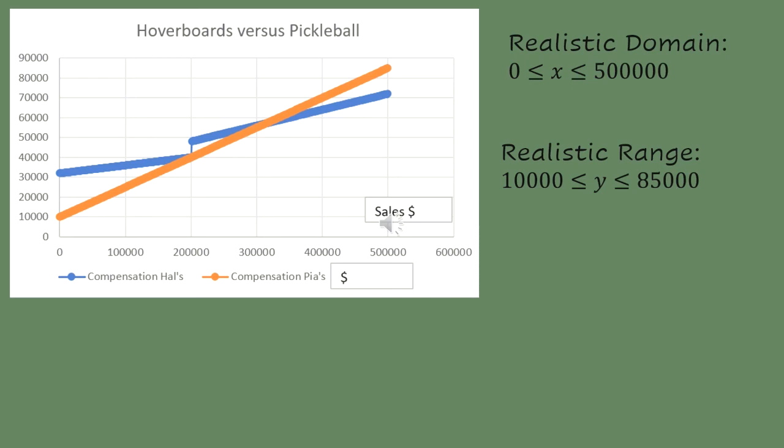Hal's, on the other hand, if you restricted his domain from 0 to 500,000, his range looks like it goes from 30,000 to 70,000.